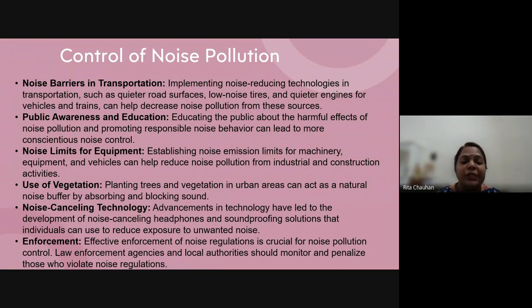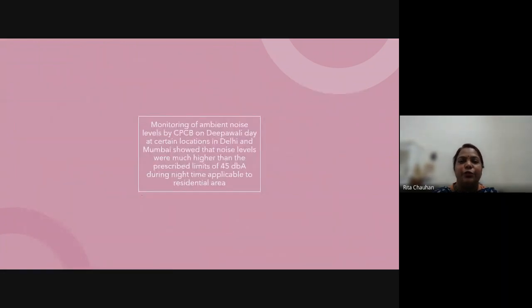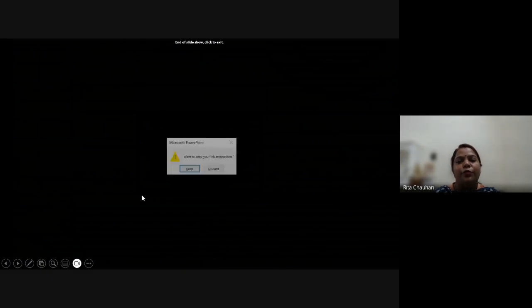We can have noise cancelling technology. Noise cancelling technology, I think you must have seen in many earphones and headphones for mobiles. If we put on the earphones, then we cannot hear the noise of the surrounding areas. So that can be used by workers or laborers working in industries which have a high volume of noise. So these are some of the methods of controlling noise pollution.